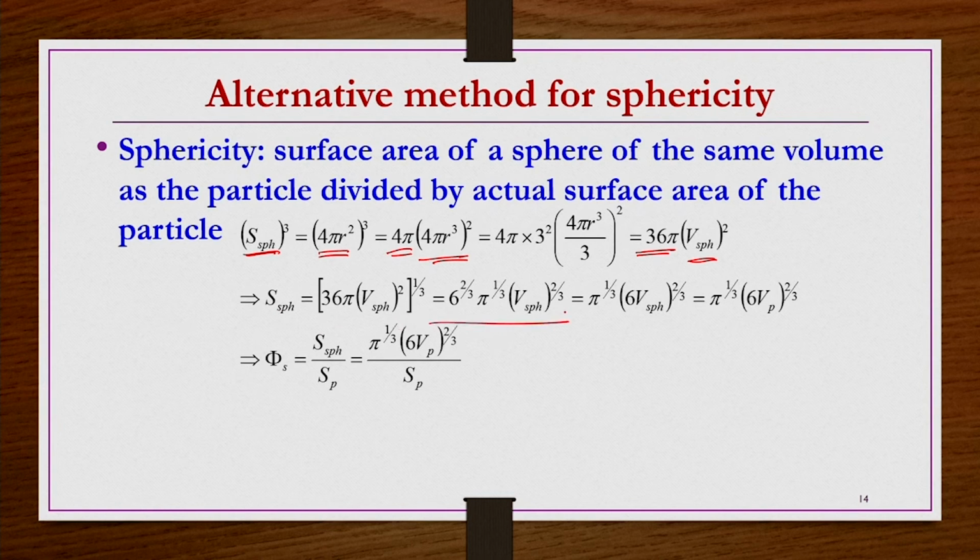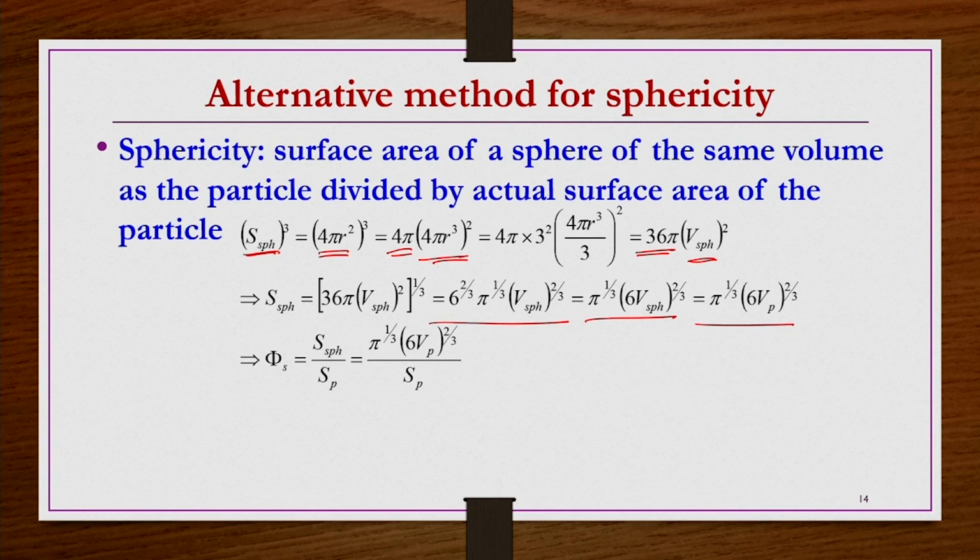If you expand this one, you can write it as 6 power 2 by 3, pi power 1 by 3, V spherical power 2 by 3. Now, this 6 and this V spherical you can combine because the powers are the same. So, you have pi power 1 by 3 times (6 V spherical) power 2 by 3.